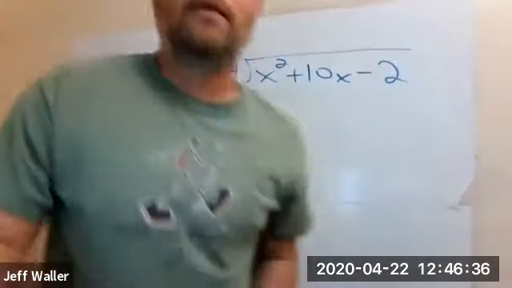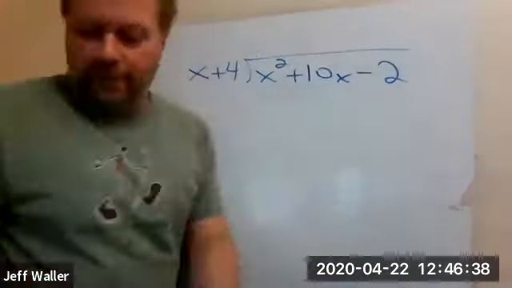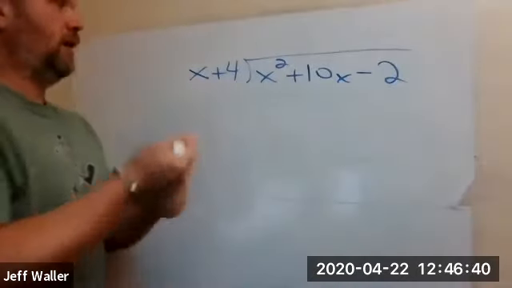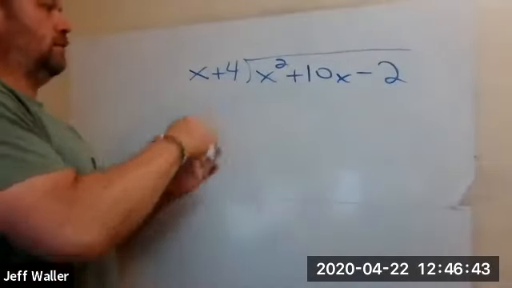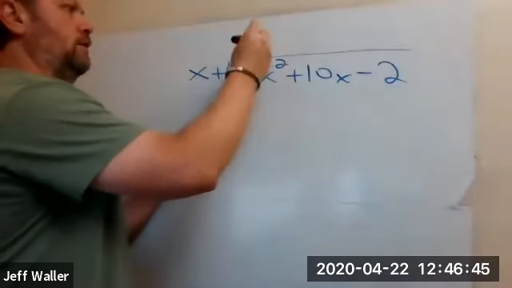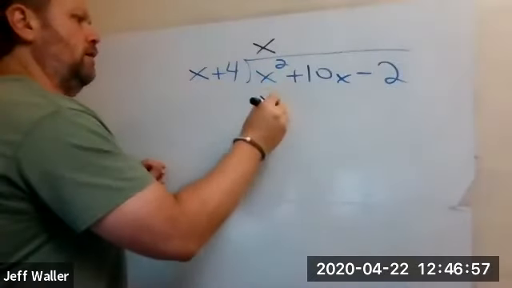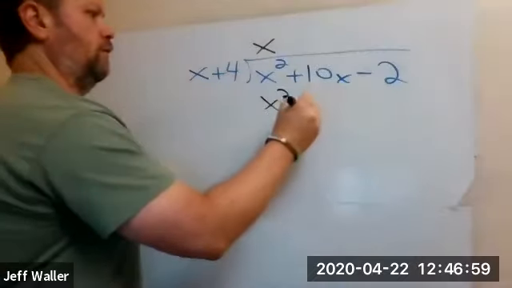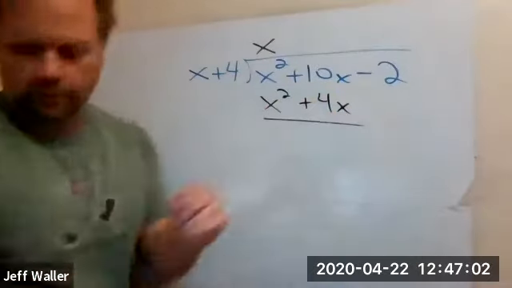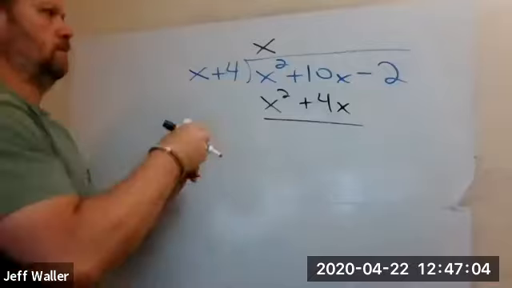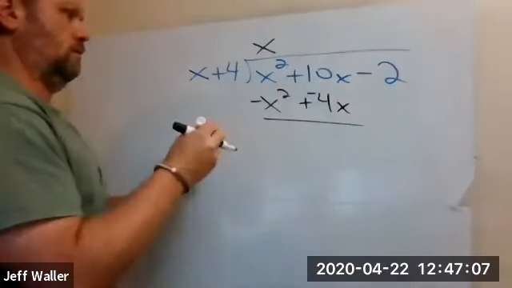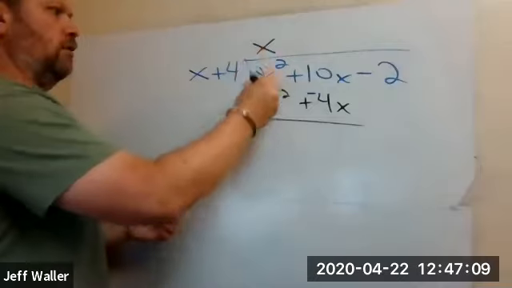So anyway. All right. So let's all catch up here. Hopefully there was some headway made. So again, x times what is x squared? So that's obviously x. Okay. X times x is x squared. X times 4 is 4x. And then, of course, I change the signs.